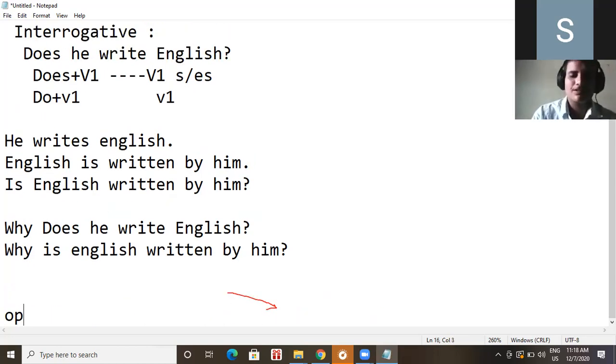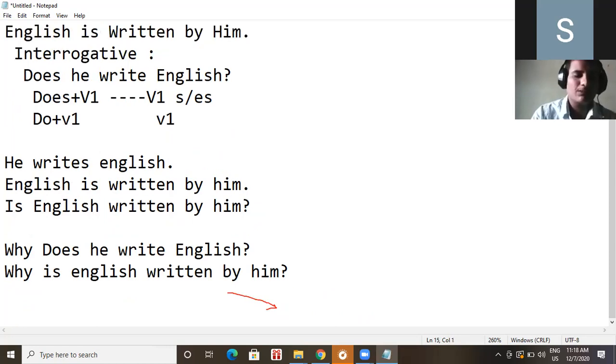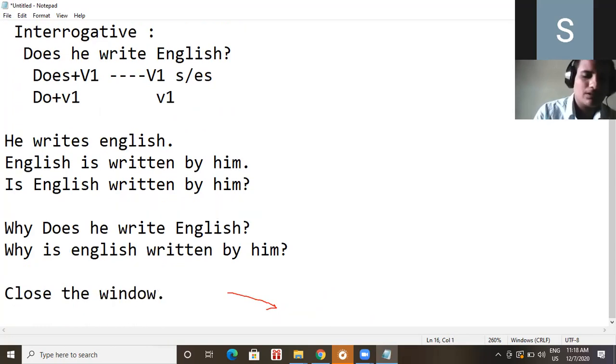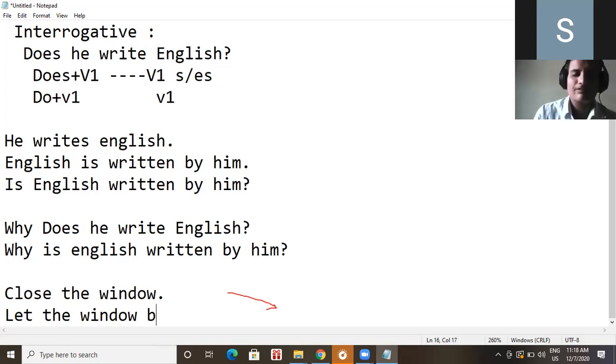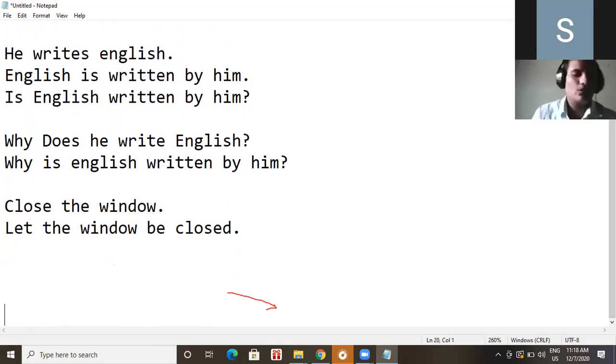We have to take another example. Let the window be closed. Let the window be closed. Okay. This is an example. In the next class, we have seen an example of how we convert it from active to passive.